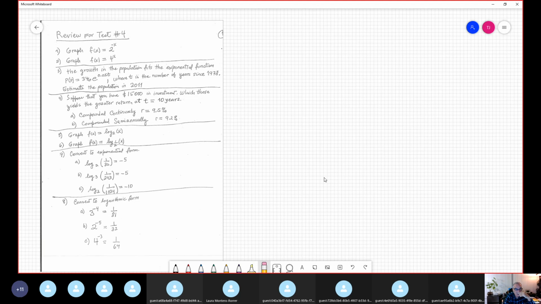I need question 1, and question 2 is to do the graph of the exponential. Let me start with the first one. The first one is f of x equals 2 to the minus x. Actually, you can interpret this as equivalent to 1/2 raised to the x, because you know very well that 2 to the negative 1 is 1/2, no? This is clear, right?